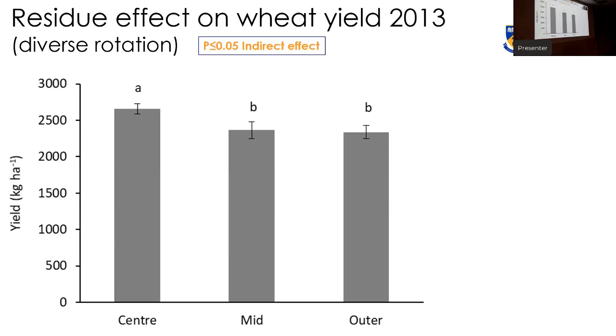So what's going on? Well, we know that in that centre location, we've got higher nitrogen, potassium, phosphorus, sulphur, etc. So it's quite likely that this is a crop nutrition phenomenon going on.